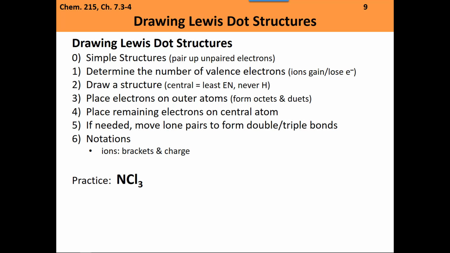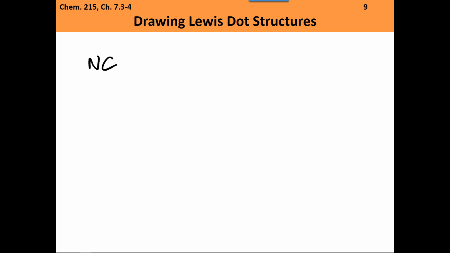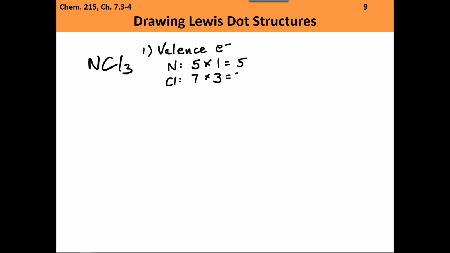So let's do NCl3. The first thing we do is we determine the number of valence electrons. I do this by looking at the periodic table. Nitrogen has 5. I have 1 nitrogen, so that gives me 5 electrons. My chlorine has 7 valence. I have 3 of those, so that's 21. Adding these up, I have 26 valence electrons to use.